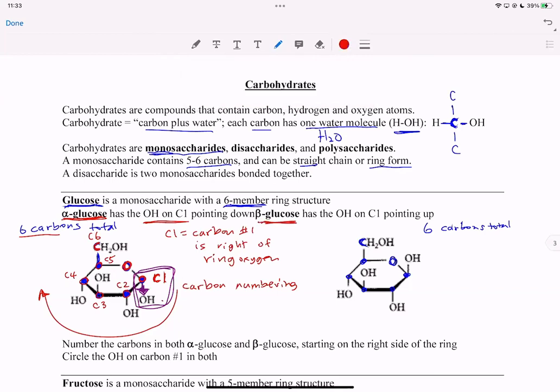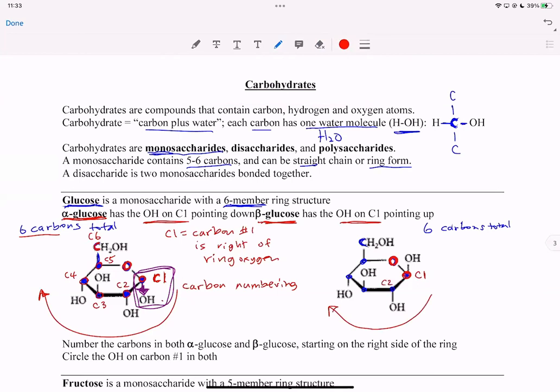So beta glucose, we first want to find carbon number 1. And in that carbon number 1, it has that OH group pointing up. So first, let's find carbon number 1. Start by finding the ring oxygen that's highlighted. Next to that ring oxygen is that carbon, which is that joint. So that's carbon number 1 right there. And then number the carbons increasing going around in a clockwise direction.